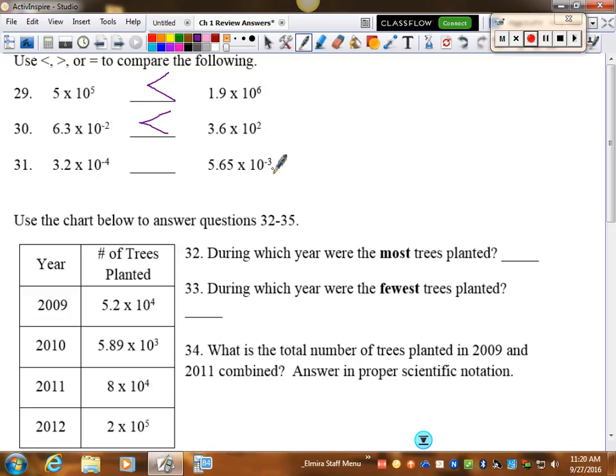And now I've got two negative exponents. The one that's smaller is actually the bigger one when you're talking about negatives. In the next section, we're answering questions based on this chart.